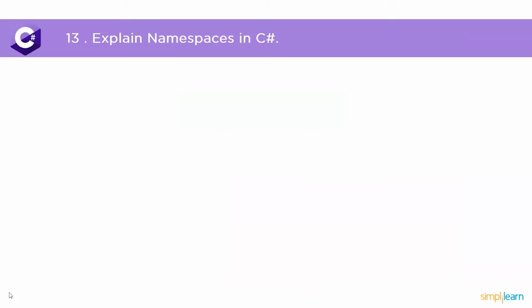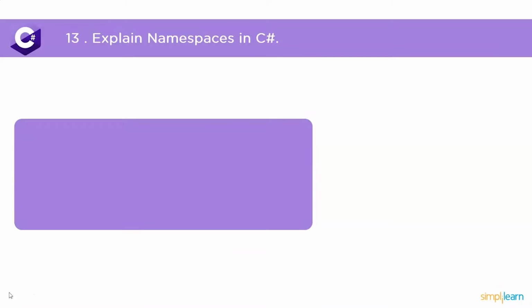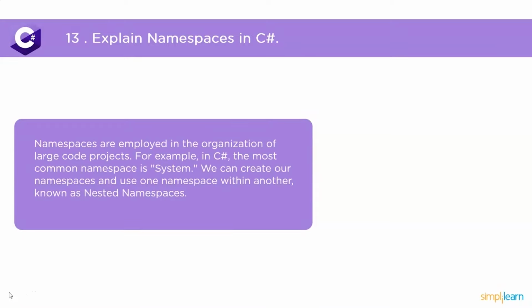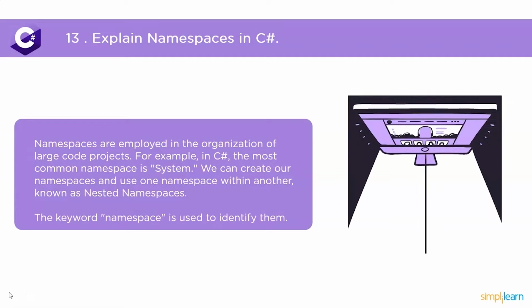Now the 13th question. Explain namespaces in C#. Namespaces are employed in organization of large code projects. For example, in C#, the most common namespace is system. We can create our own namespaces and use one namespace within another, known as nested namespaces. The keyword namespace is used to identify them.